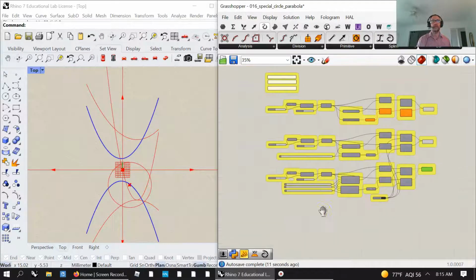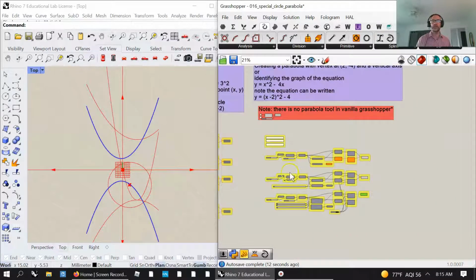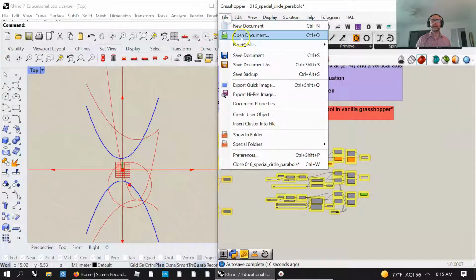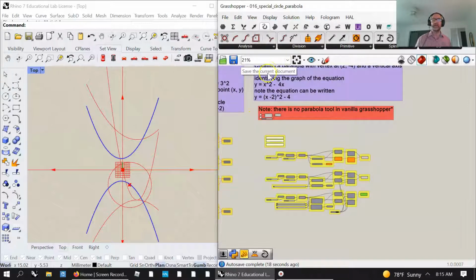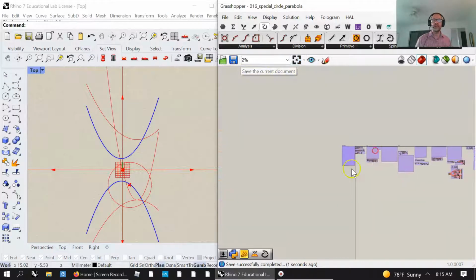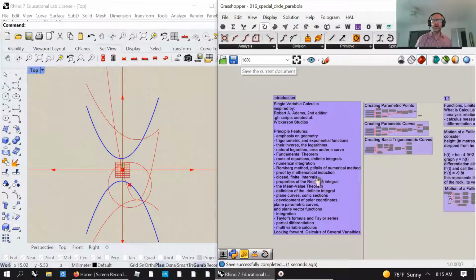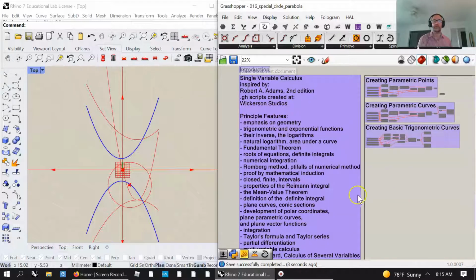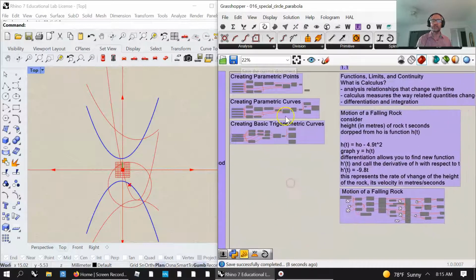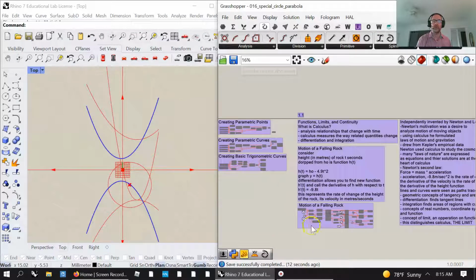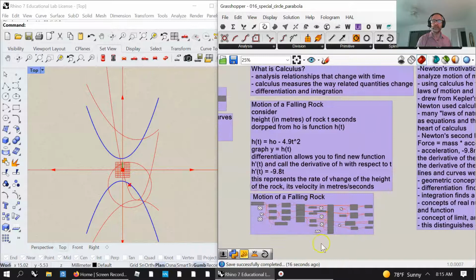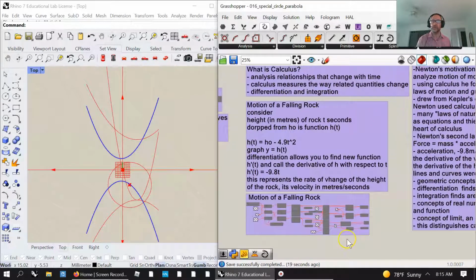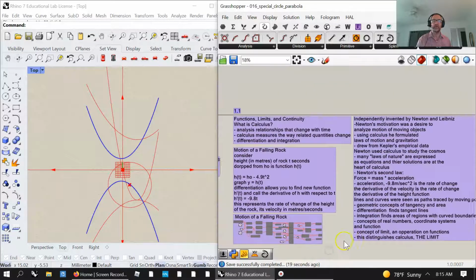Now, if you get a handle of your geometry straight through from where we began this entire series right here, if I jump here, I went in and I asked the question, single variable calculus, what are the principal features of that? Then I said, let's create some points, curves, and trigonometric curves to start. I went into the first chapter of saying, what is calculus? And I started with the example of a motion of a falling rock graph, which I think you'll remember.